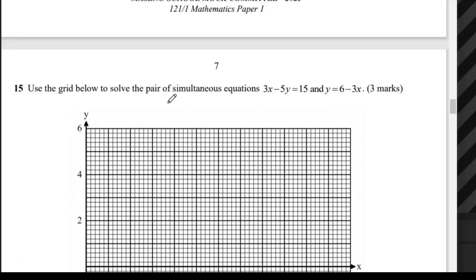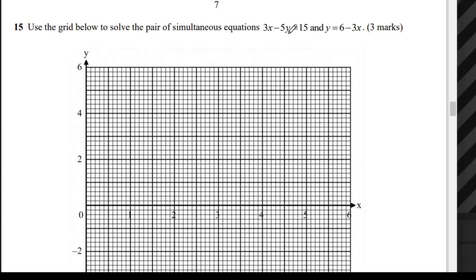Number 15, solve this simultaneous equation using the graph. You draw the table for this, draw the lines. For this one, you simply take this one, write X and Y. Say, just find two points only. When X is 0, you put X here to be 0, we are going to have negative 5Y. If you divide by this one, it is going to be negative 3. When you put 0 here, 0 for Y, this one is going to be 5. So you only need these 2 points to draw a line.